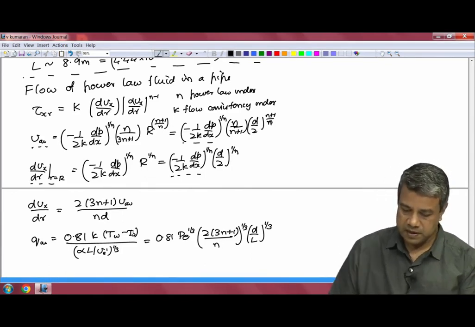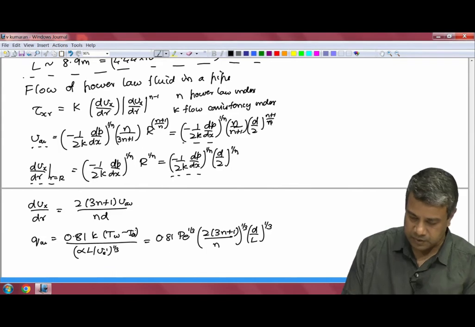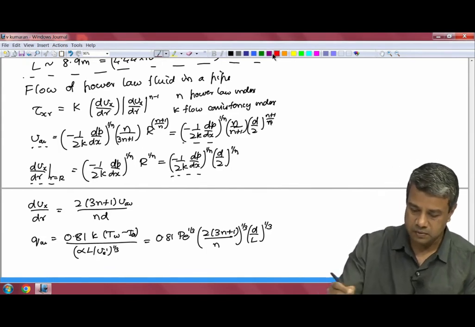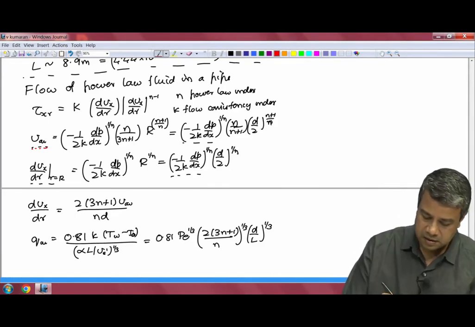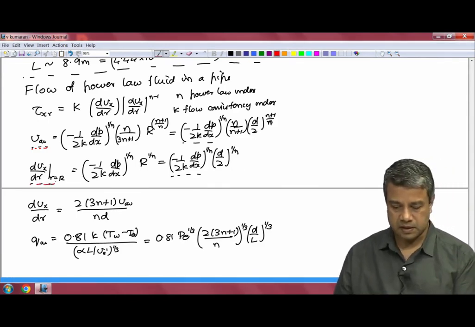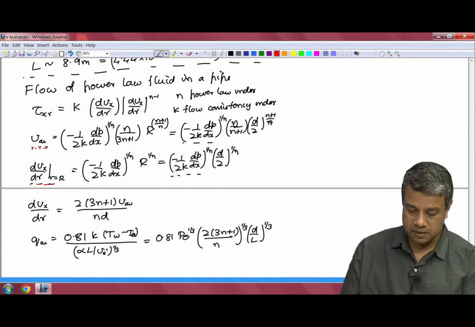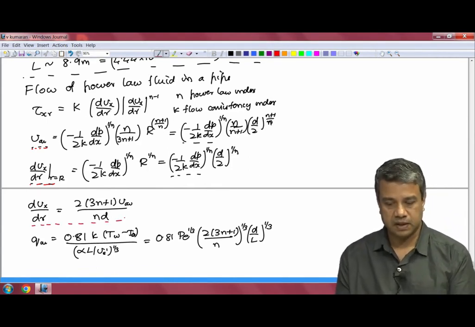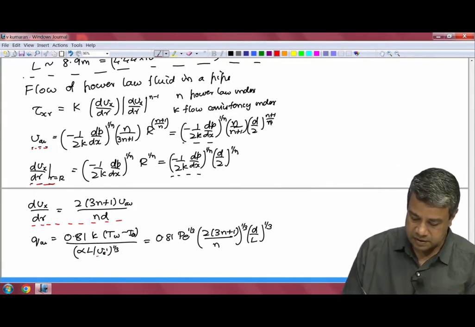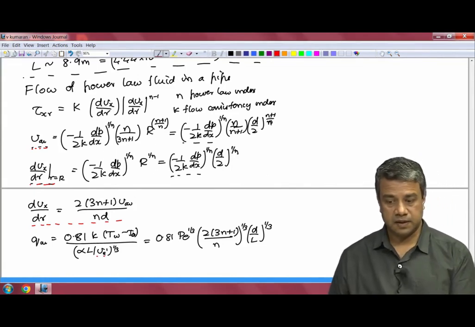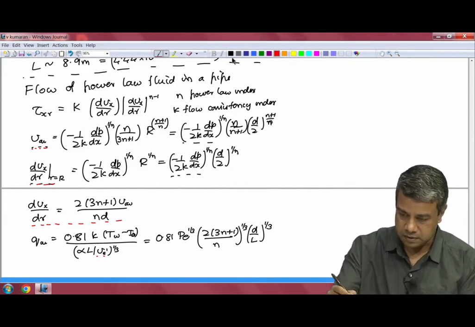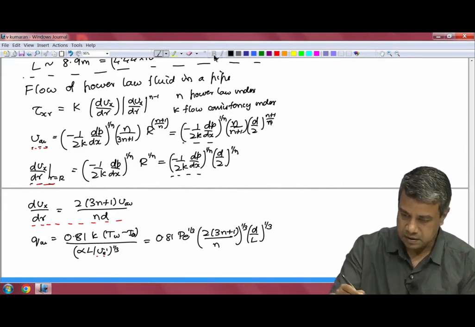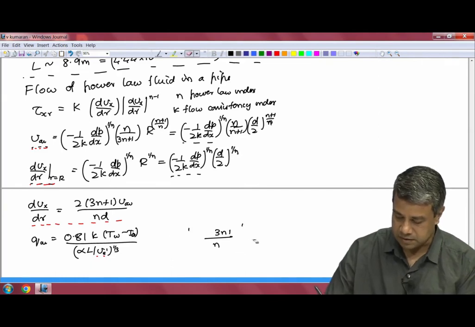So, this is the simple extension for the flow of a power law fluid. The only thing that we need to modify is the expression for the average velocity in terms of the pressure gradient, and the strain rate in terms of the pressure gradient. From these two, determine the expression for the strain rate in terms of the average velocity. Substitute that expression for the strain rate in the same expression for the heat flux and for the Nusselt number correlation, and you will straight away get the correlation for the Nusselt number.